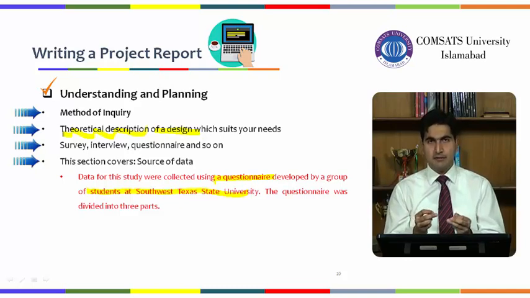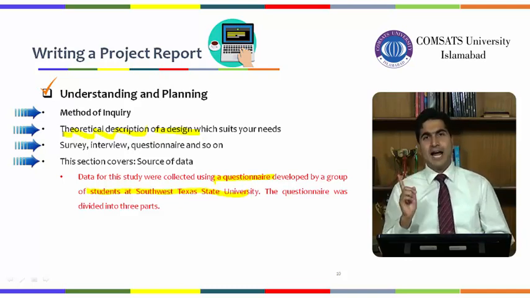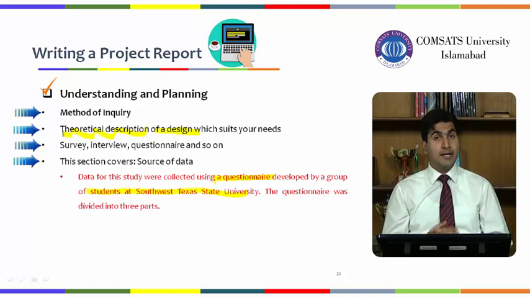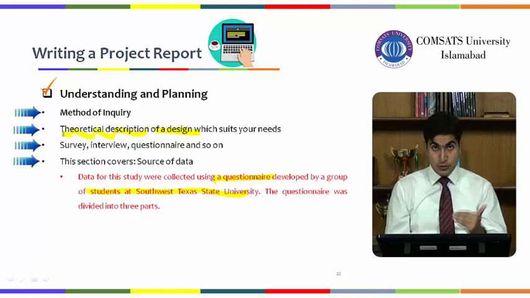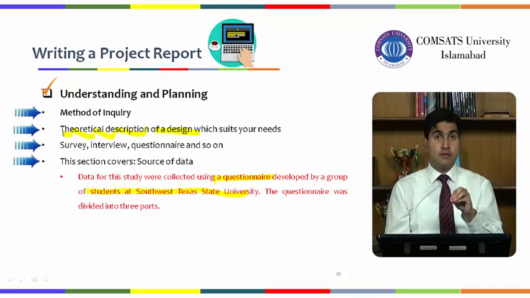and the sample itself will go directly at the end of your report in the form of appendices. So this questionnaire itself will go at the end, but its description should be there within this method of inquiry. You have to mention it for your readers.